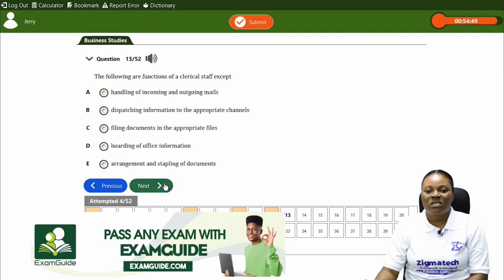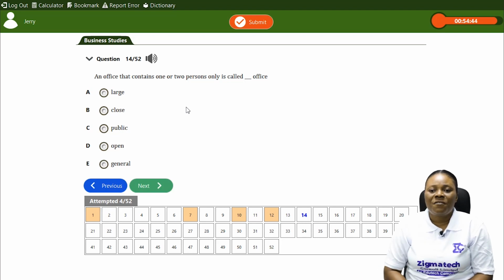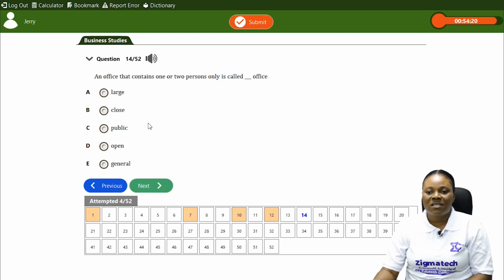Let's take the last question. It says an office that contains 1 to 2 persons only is called a dash office. The first option says large. B, closed. C, public. D, open. E, general office. So which of these is the answer?